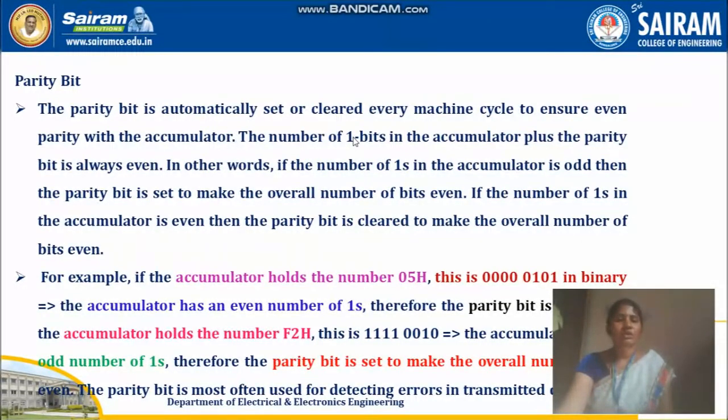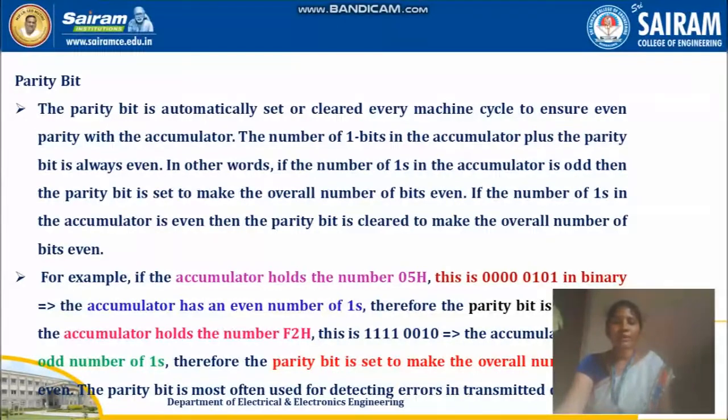Parity means, there are two types of parity. One is your odd parity and another one is your even parity. You can consider the example 05. So 05 I can write in the form of BCD. 0 can be written as 0000, 5 is written as 0101 in binary. And you count the number of ones in this 05. So it is having an even number of ones. Therefore, the parity is even parity, because the accumulator comprises an even number of ones. Therefore, the parity bit is set.